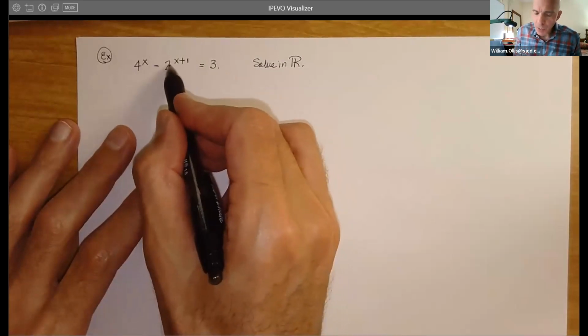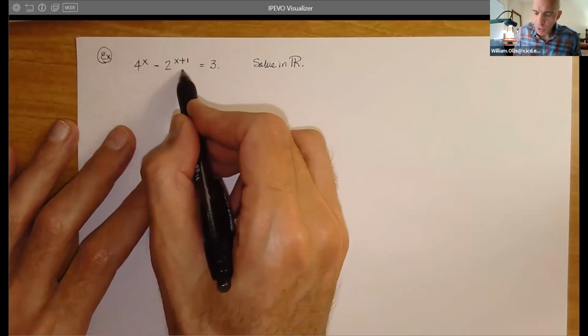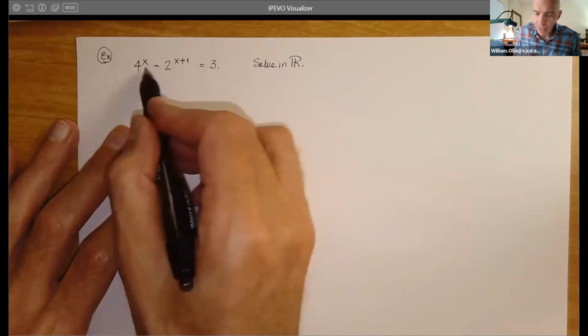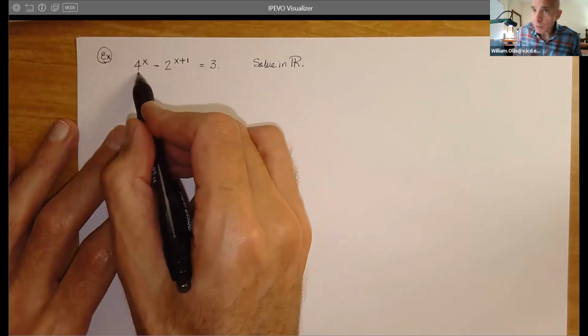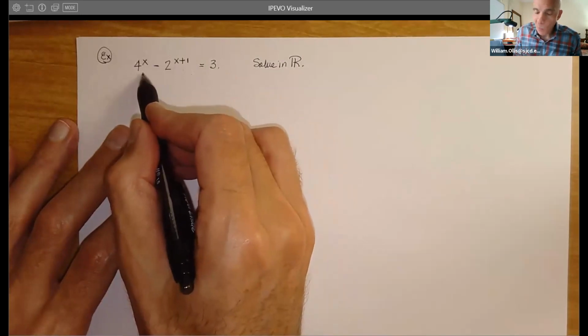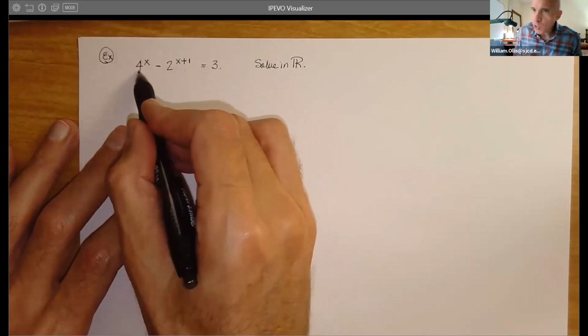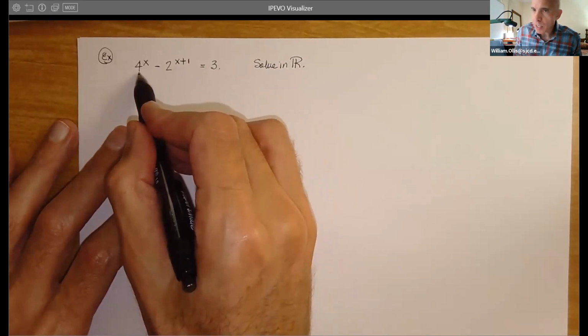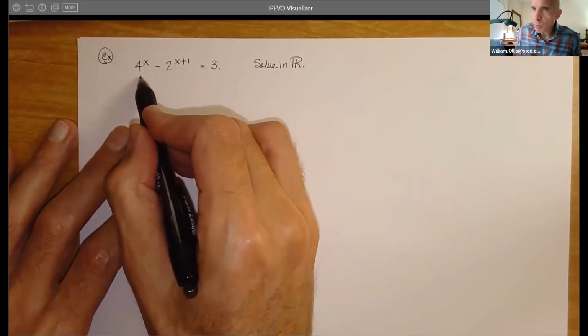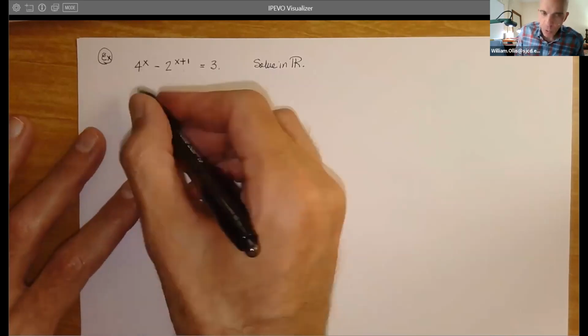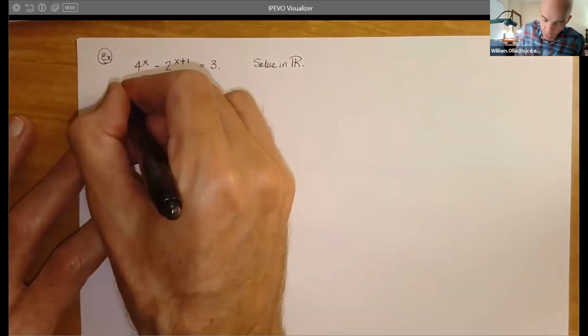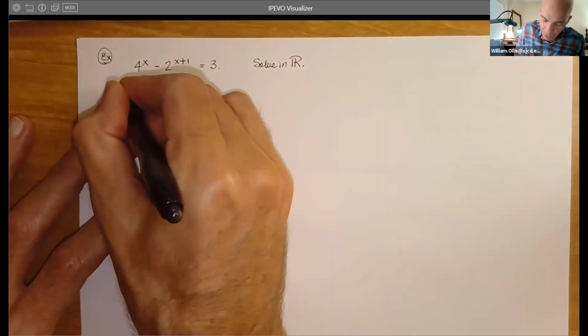We know that this is 2 to the x times 2 if we use the laws of exponents. And this is actually the square of 2 to the x. So now we're thinking if we change the base here using the laws of exponents, then we will have quadratic form. So our intuition says, okay, let's do a little bit of work with this.